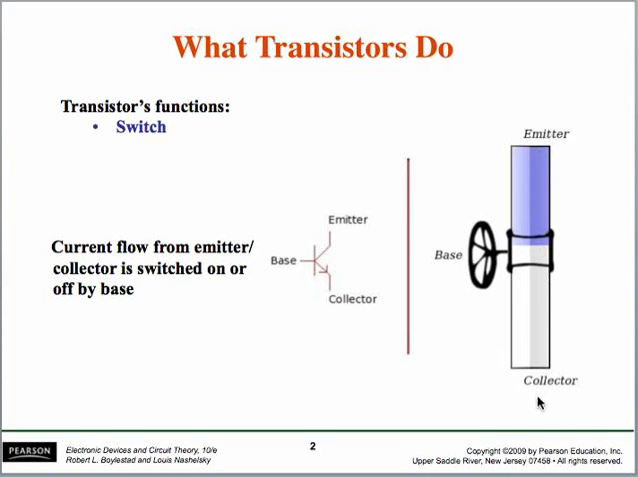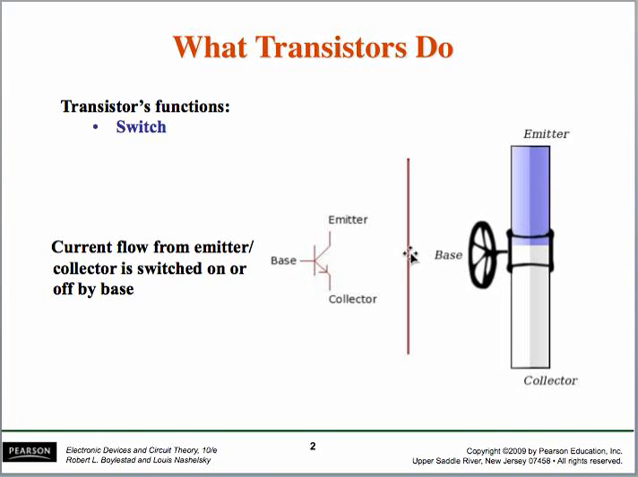But before they can get out of the collector, they will have to pass through some sort of a valve, and this valve is controlled by the base. So if the valve is open, the water can go through. If the valve is closed, the water cannot go through. So that's how it essentially acts as a switch. What input signal you apply at the base determines whether or not you can get some output.